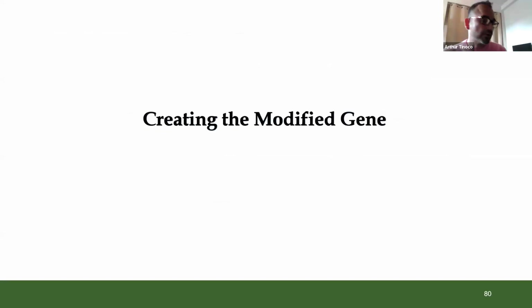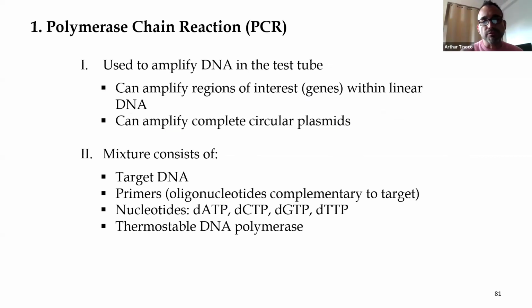Okay, so let's talk a little bit about creating the modified gene. Here we're going to invoke PCR, which is used to amplify DNA in the test tube. So you can amplify regions of interest, genes within linear DNA, and you can amplify complete circular plasmids.